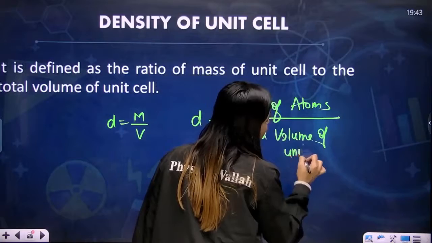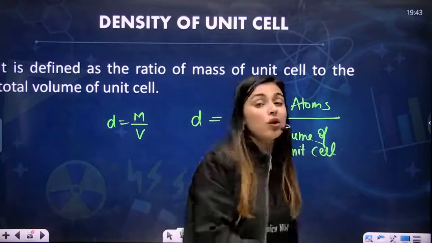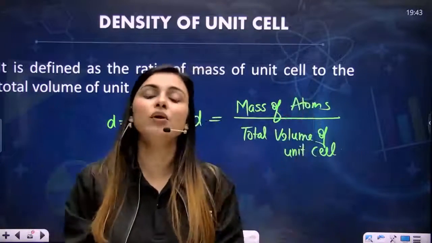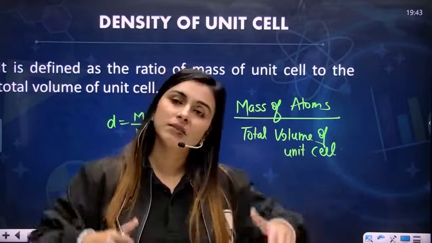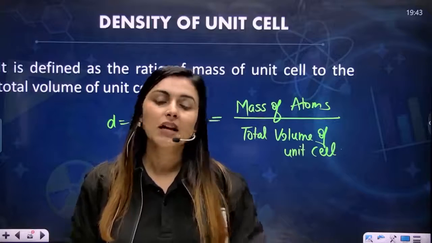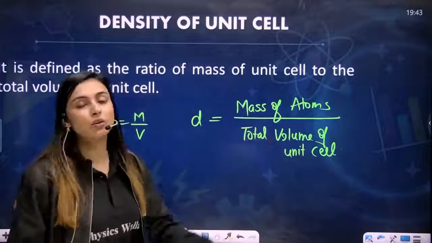Now you will be like, ma'am, why the total mass of atoms? Because, my dear students, the unit cell is made of only atoms. It doesn't have anything else. So the total mass of the atoms will be the total mass of the unit cell. And then you can calculate the volume also, and you can find the density.